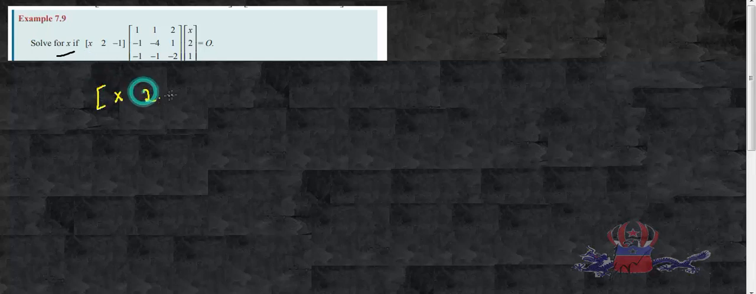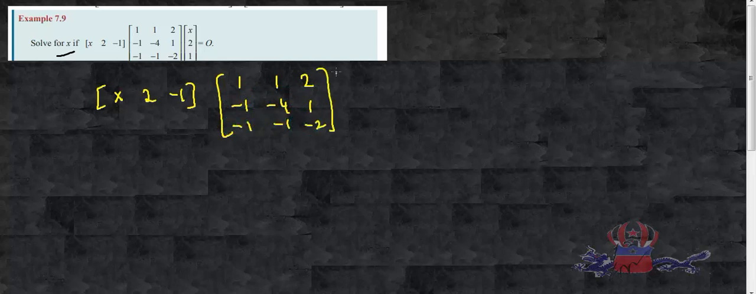Okay, example 7.9, we are expected to find the value of x. So let us start by writing the matrix. So we got x, 2, negative 1, and then we got 1, 1, 2, negative 1, negative 4, 1, negative 1, negative 1, negative 2, followed by x, 2, 1 equated to 0.